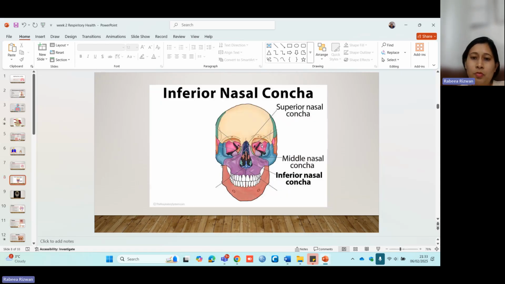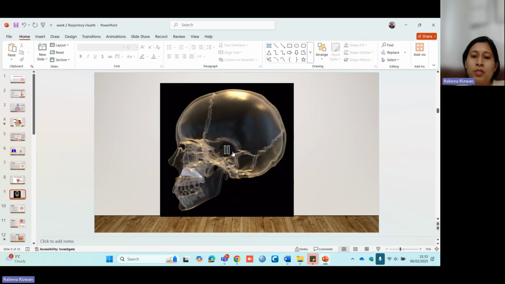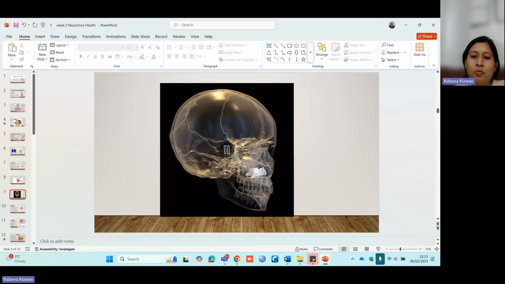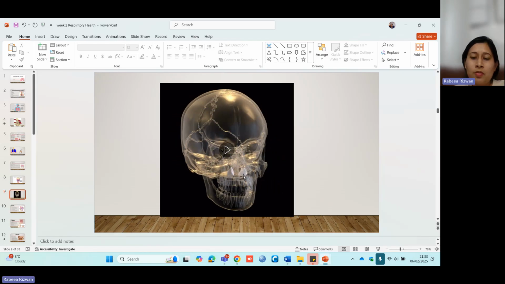So here's the picture to help you understand more. See, superior, middle, inferior means lower. This is the 3D vision so that you will understand more. I will stop here and then show you. Okay, let it come here. See how they are showing the passages. So these are the conchae.